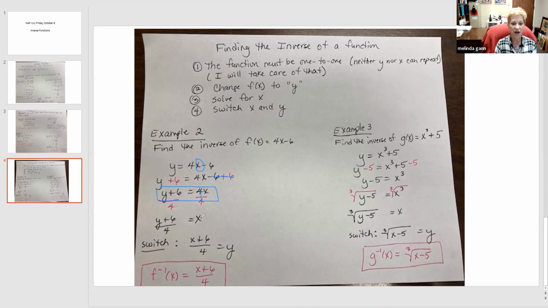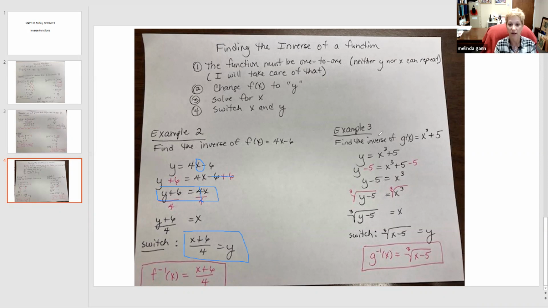Now, once you've solved for x, I want you to just change x to y and change y to x. So that's what I mean by switch x and y. And then this is your inverse function. It's just a lot of times, instead of putting y, they'll put this symbol I showed you on the board on Wednesday for inverse. If you want to leave it like that, that's fine. All right, so this one is the inverse of this function.